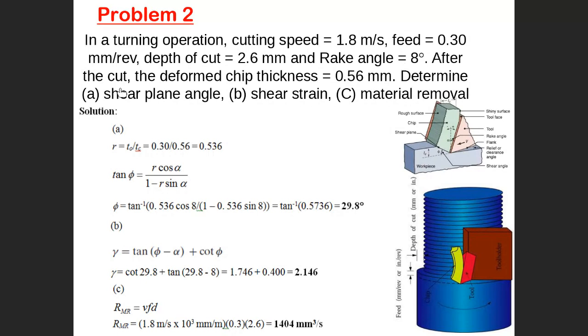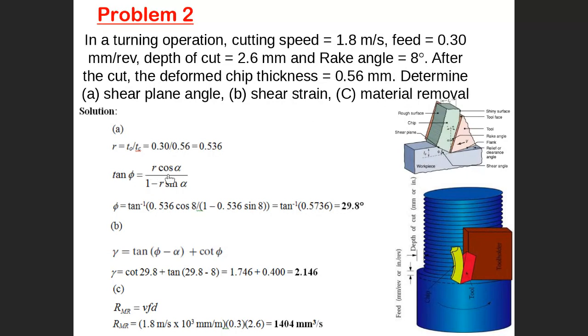Rake angle is given, and after the cut, the deformed chip shape gives tc. tc is given here as 0.5. We know t0 and tc, and these determine the shear plane angle, shear strain, and material removal rate. First one, shear plane angle, this is phi. We need to obtain phi.